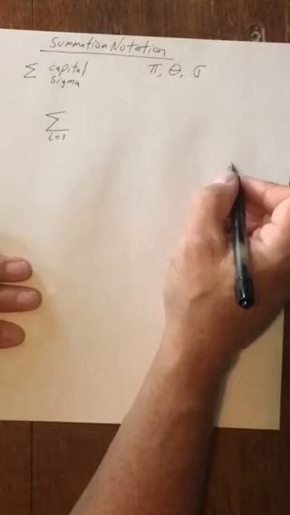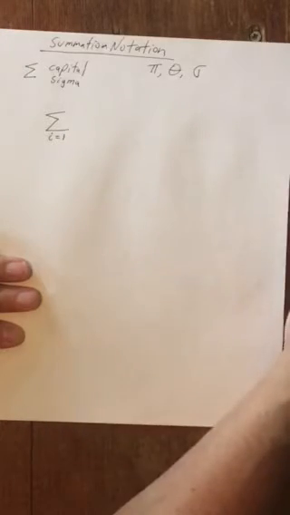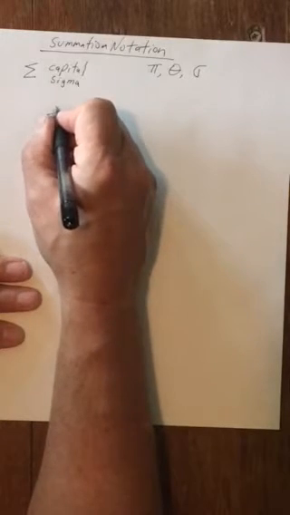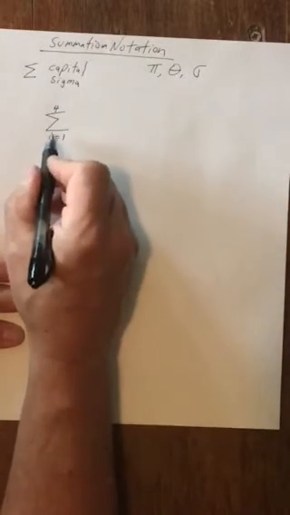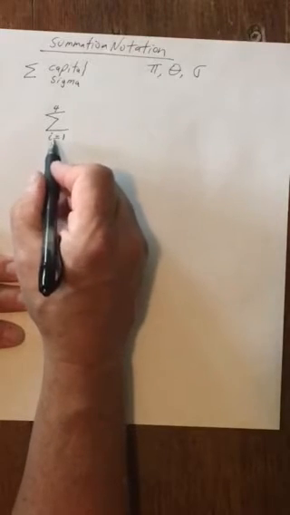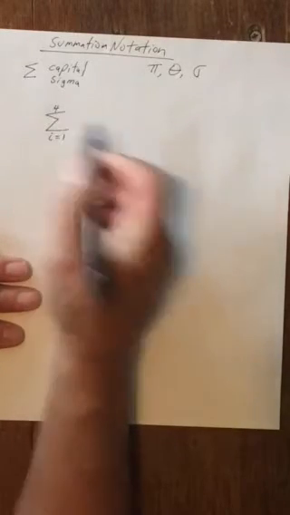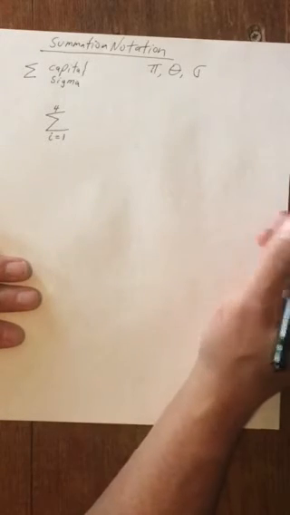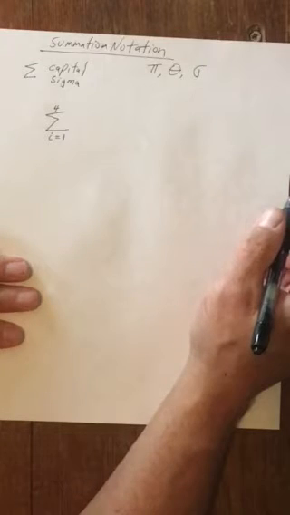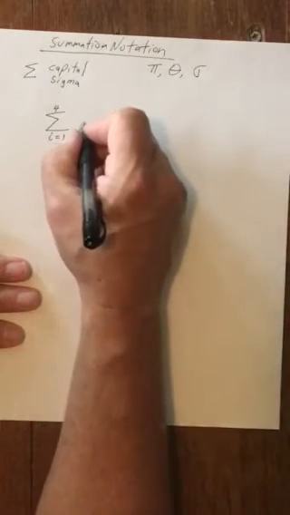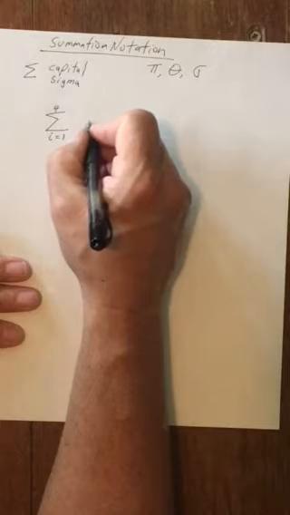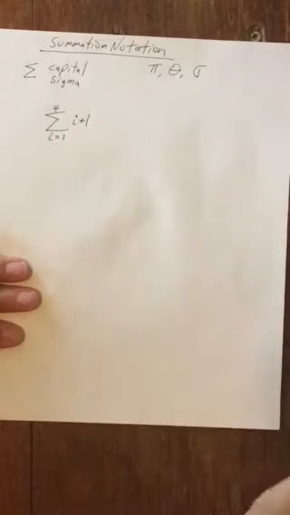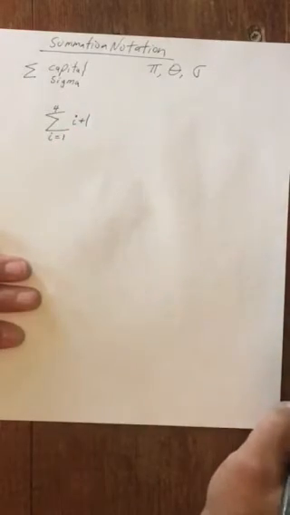On top of the sigma, above it, we have the ending point for i. Let's make it simple and put a 4. So for this summation notation, we're going to start at 1 and end at 4. To the right of the sigma is our mathematical expression. In this case, let's do i plus 1. That's what the whole thing looks like.